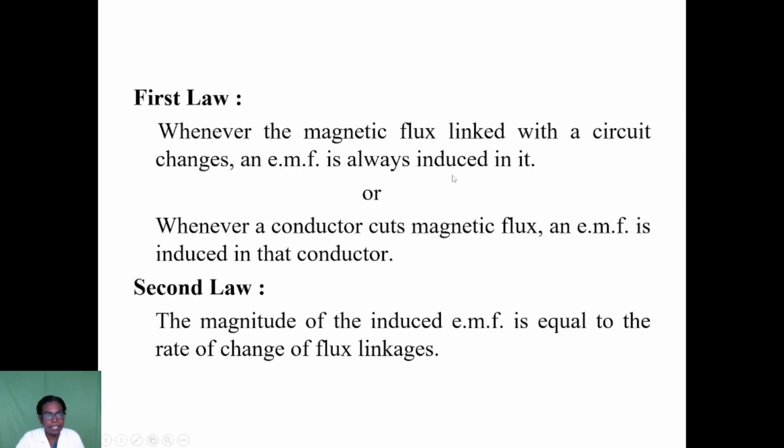Next, the first law. The electromagnetic induction principle is a very important principle. The first law says whenever the magnetic flux linking with a circuit changes, an EMF is always induced in it, or whenever a conductor cuts the magnetic flux, an EMF is induced in that conductor. Second law: the magnitude of the induced EMF is equal to the rate of change of flux linkage.